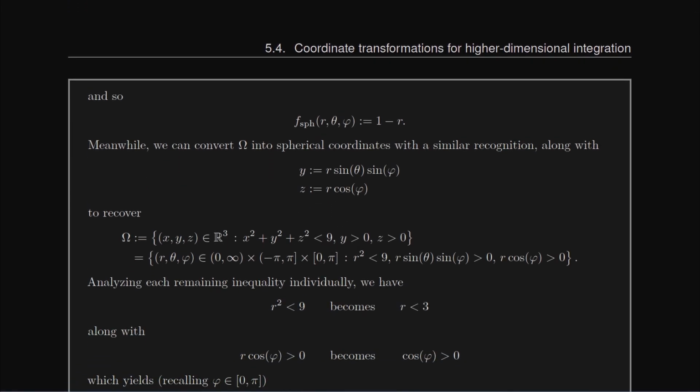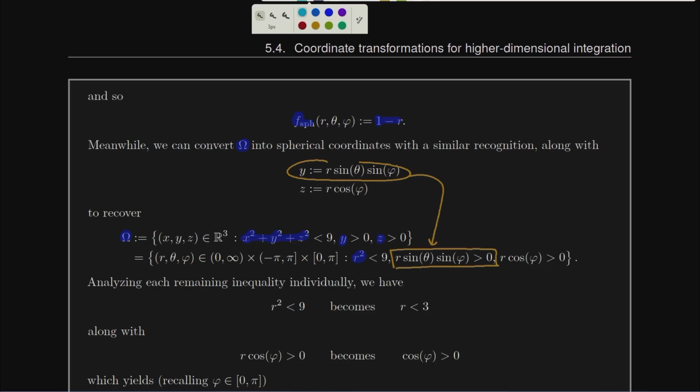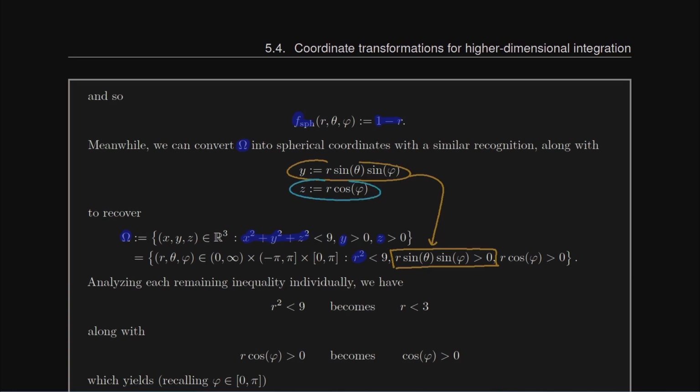Well, really quickly, we do recover that f as a spherical function is just written as 1 minus r, and we can convert omega into spherical coordinates by realizing what I've already mentioned, this x squared plus y squared plus z squared is going to be r squared. What do we do with y and z? Well, we just remember that the y coordinate with regards to spherical variables is r sine theta sine phi, so I'm replacing y with r sine theta sine phi, and the z coordinate with respect to spherical variables is r cosine phi, so I'm replacing z with r cosine phi. Now we're almost there for a bound on the radius. We just take a square root.